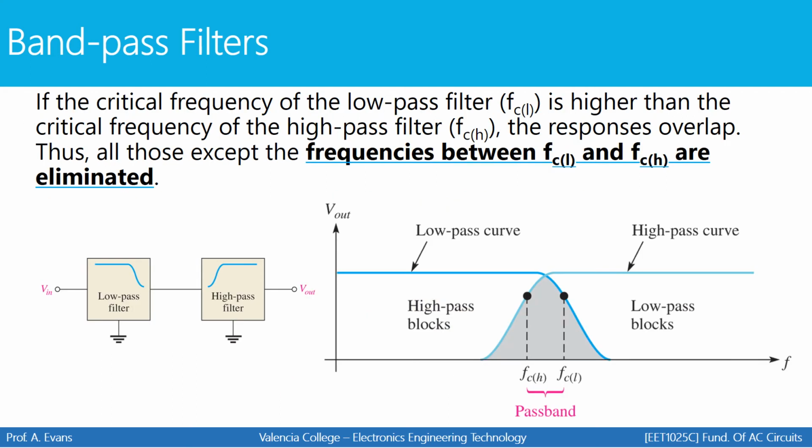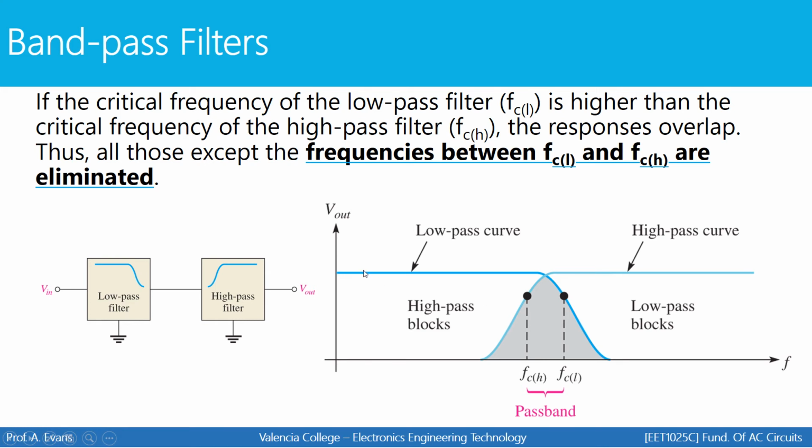So the critical frequency of a low pass filter and the critical frequency of a high pass filter determine what your pass band is. So again, when we construct a band pass filter, we have a low pass filter in series with a high pass filter, and the two critical frequencies of each individual filter determine what we call the pass band. If you look at the diagram here, the pass band is illustrated as the critical frequency from your high pass filter and the critical frequency of your low pass filter. So these frequencies that fall in between those two values construct your pass band.